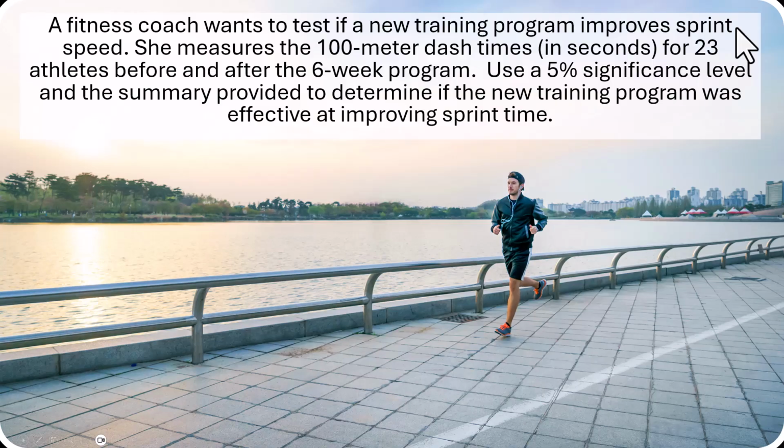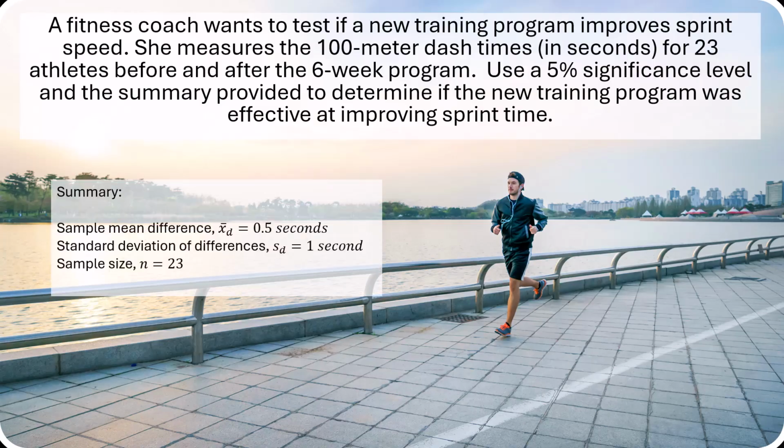Let's begin. A fitness coach wants to test if a new training program improves sprint speed. She measures the 100-meter dash times in seconds for 23 athletes before and after the 6-week program. Use a 5% significance level and the summary provided to determine if the new training program was effective at improving sprint time. So here is our summary.